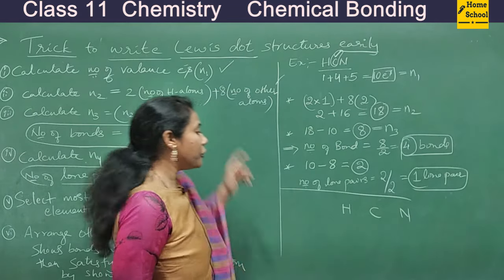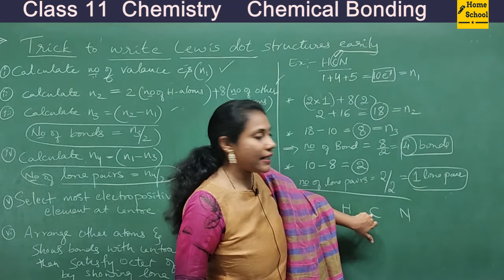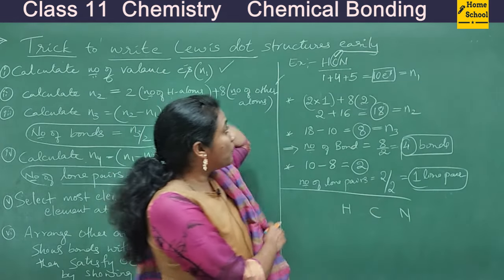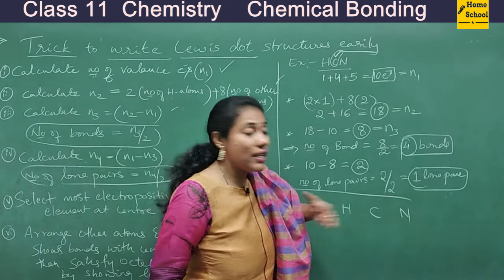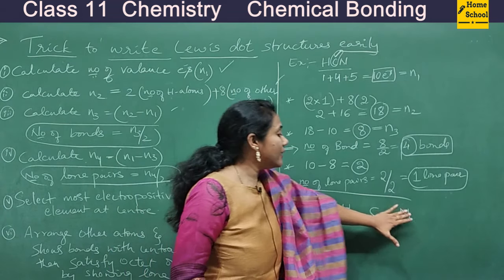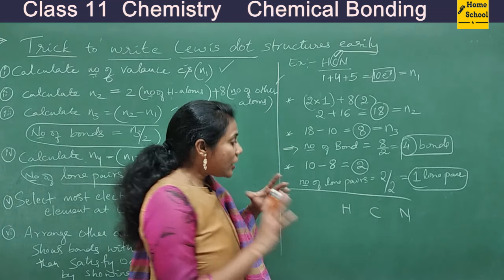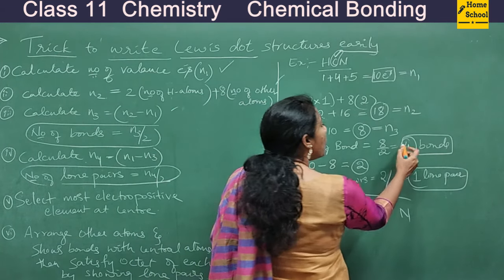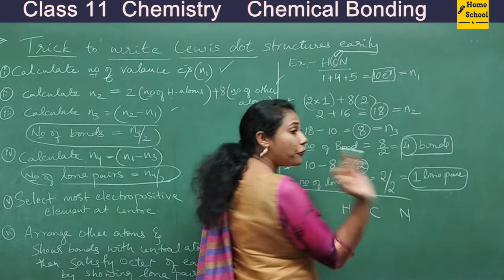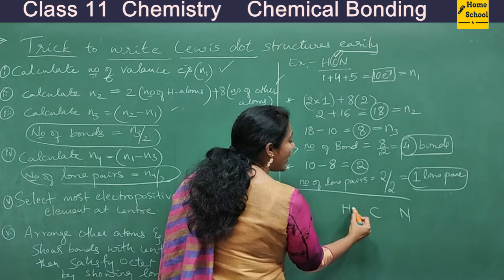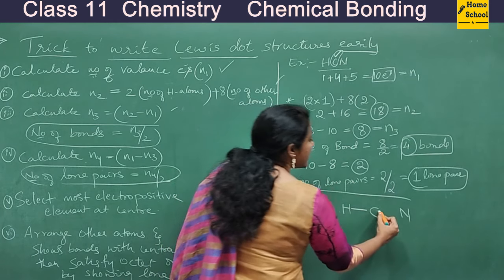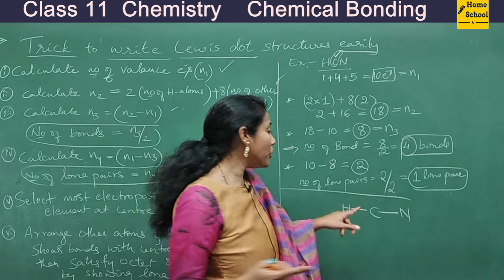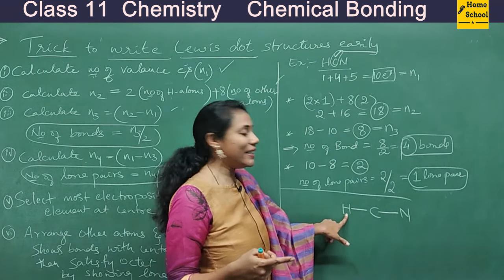Okay, so what do I have to do? This is what we call the central atom. The atom which you wrote at the center, the most electropositive element, is called the central atom. So you have to write other atoms onto the sides. First, you put the bonds between them. How many bonds do you have altogether? 4 bonds, right? So one bond I will put here. Second bond I will put here. 2 more bonds, where will you put? You can't show them between carbon and hydrogen.